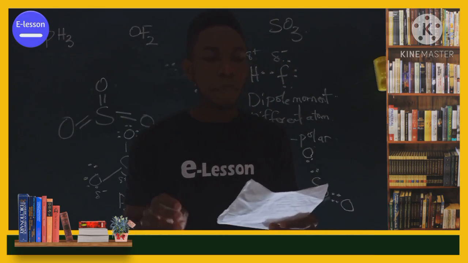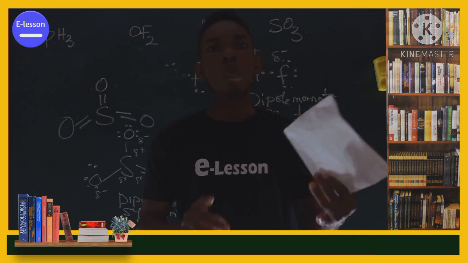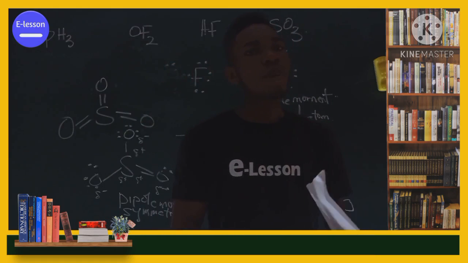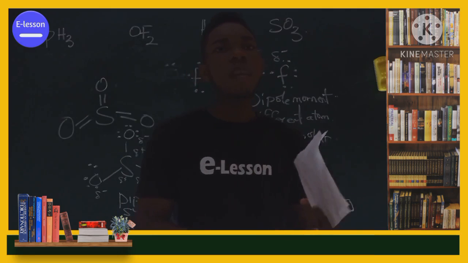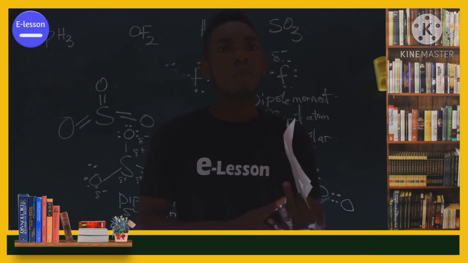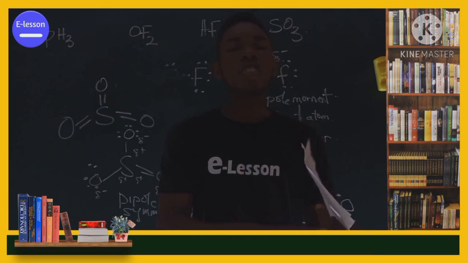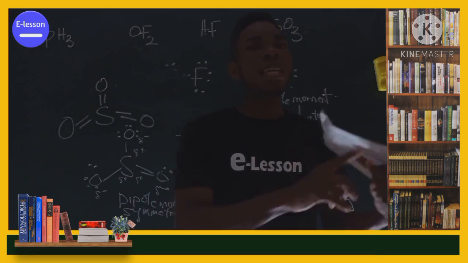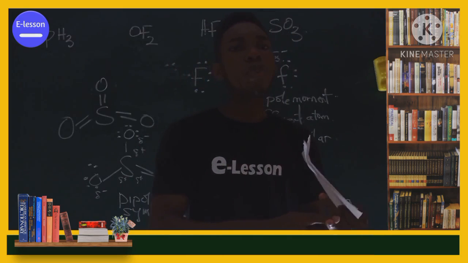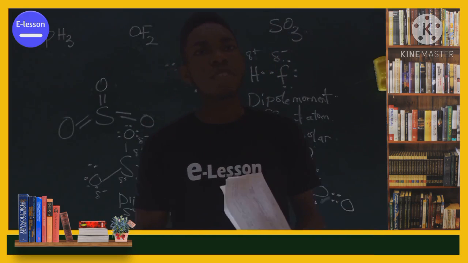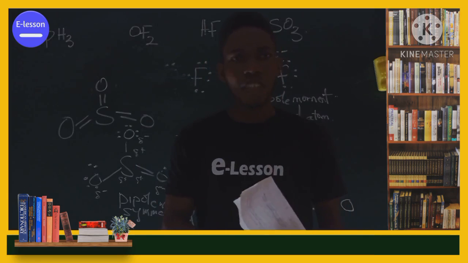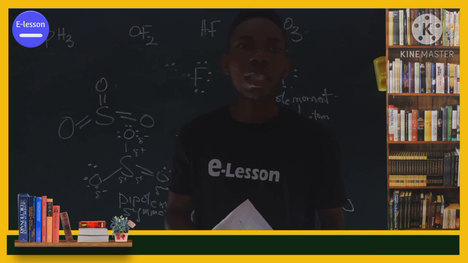Condition for polarity: one, it must have a dipole moment. That means it must have positive and negative ends, and that can be got from the electronegativity difference. Secondly, it must not be symmetrical. But if it is symmetrical, then it is non-polar. And how do you know whether a molecule is symmetrical or not? One, it must not have a lone pair of electrons. If it has a lone pair of electrons, then it is not symmetrical.